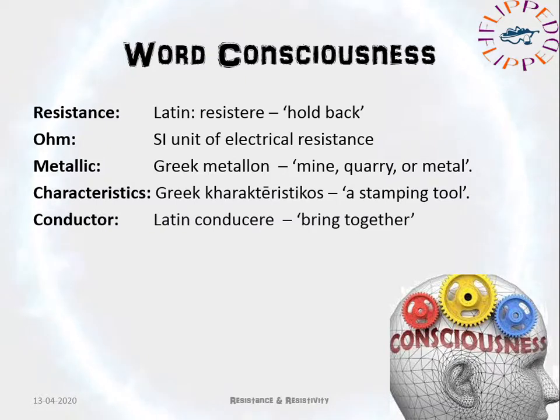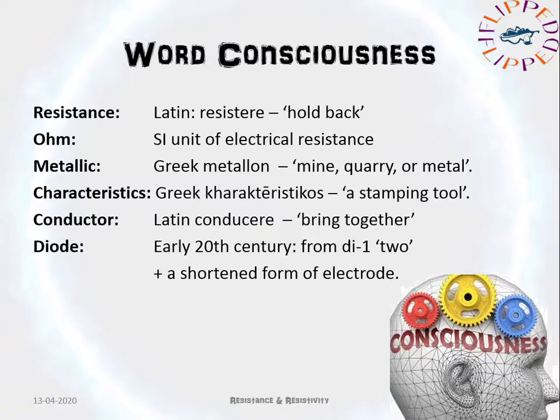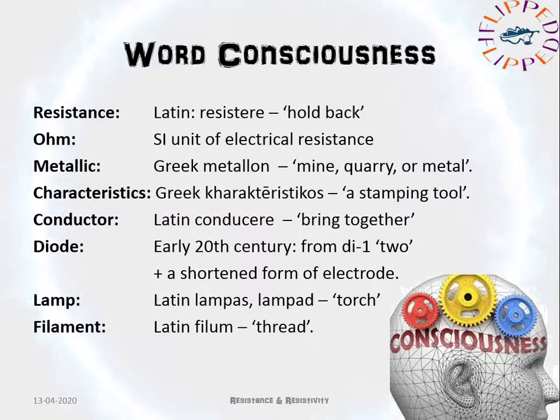A conductor is from the Latin word conductere, which means to bring together. A diode is an early 20th century English word from di, one or two, plus a shortened form of electrode. And then we have lamps, which is Latin for lampus, lampad or torch, and filament, which is film, which is a Latin word for thread.